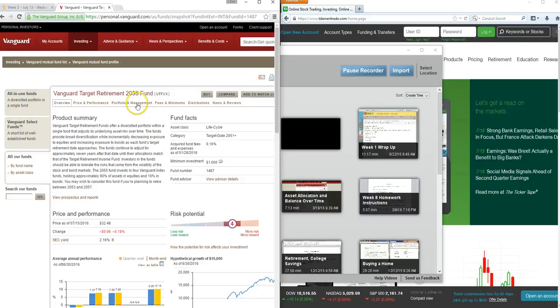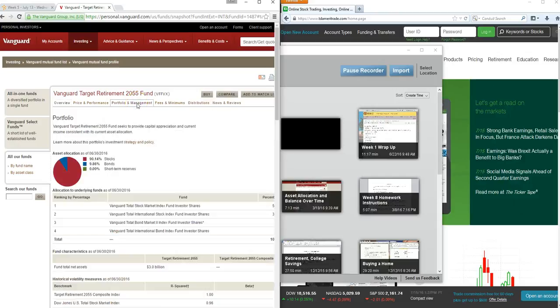I'm going to click over here on portfolio and management, and we can see right here 90% of this fund is stocks and only 10% of bonds. So that's what makes up most of that risk profile. Again, it's called balanced because it has both stocks and bonds.